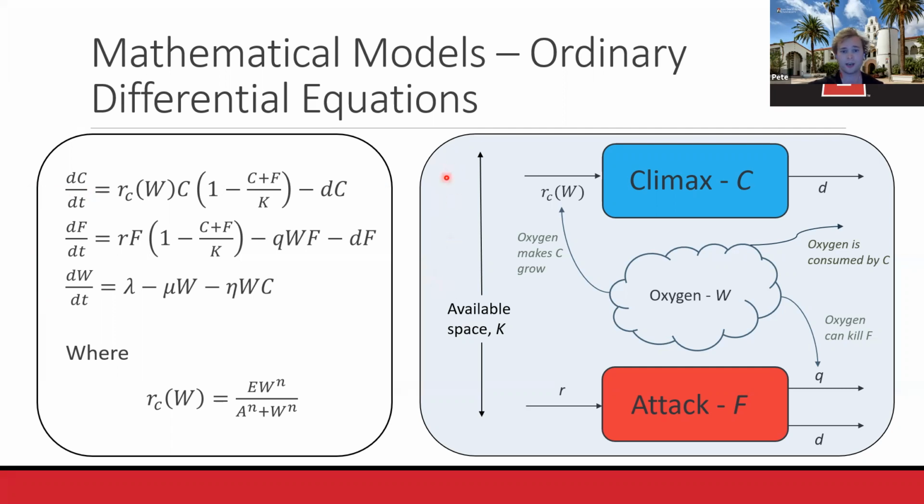On the right here, I have a schematic of the dynamics of these two populations. We have the climax bacteria C and the attack bacteria F, and they're competing for the available space in which to grow, which would be K. Both populations are being created at certain rates, RC, and for climax bacteria, we know that their growth rate is a function of oxygen. We also know that oxygen kills some of the attack bacteria, and that these bacteria are dying naturally at certain rates. This schematic gives you an overall description of the dynamics in our ODE model.